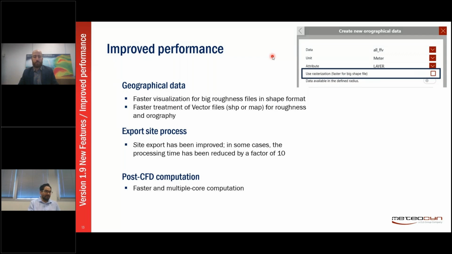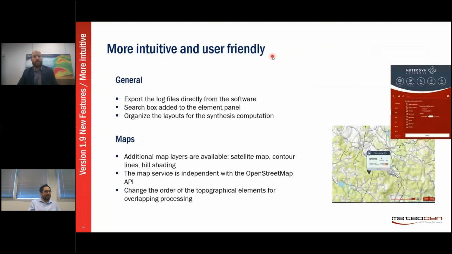And also the export siting process has been improved. In some cases, the processing time has been reduced by a factor of 10. So I guess you'll be happy to be exporting your projects much quicker. If you're running post CFD computations, only do this, by the way, if you created a mapping for the whole site. If not, don't do it, please. If you're running post CFD computations now, they're going to be faster, and they're going to use multi-core computation, which they didn't previously. So this is also going to save some time. Okay, so moving on to the next slide.